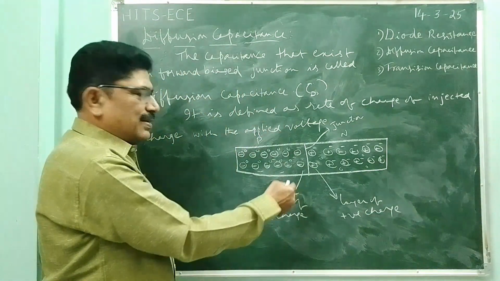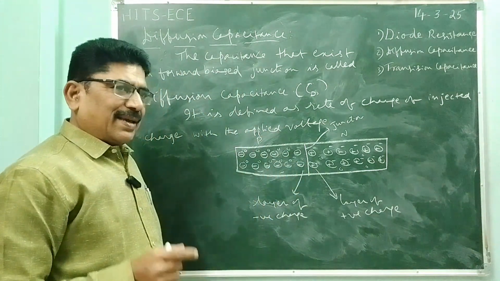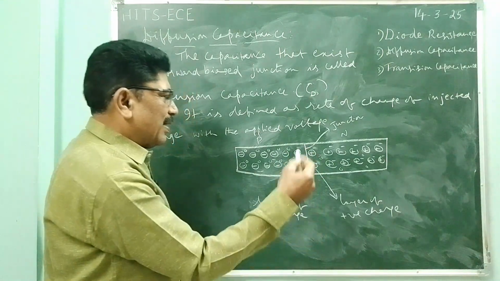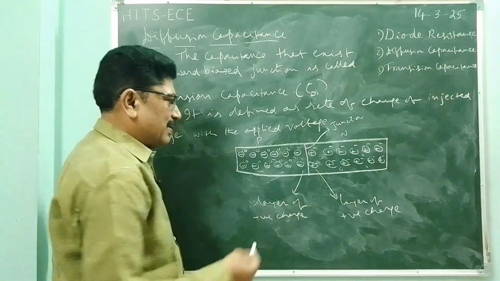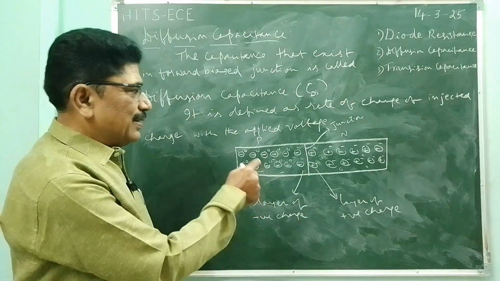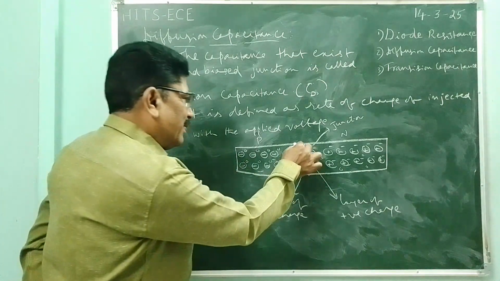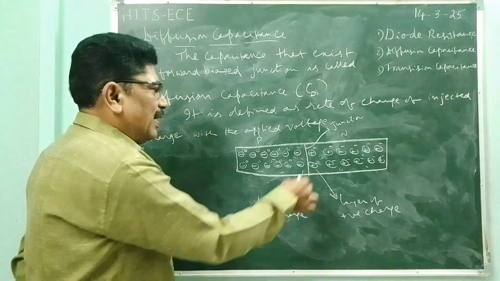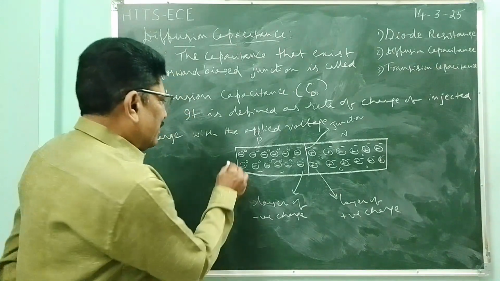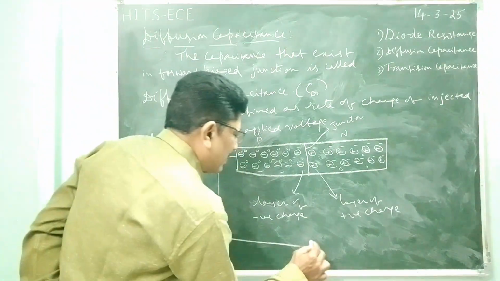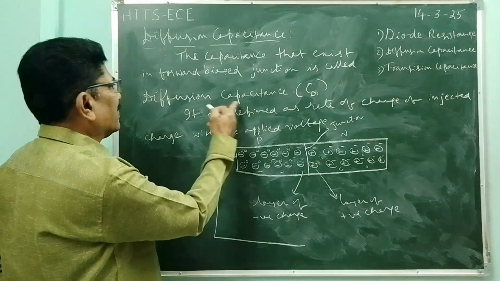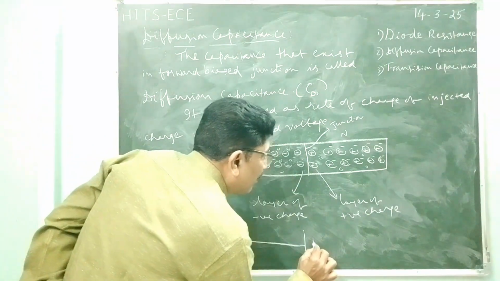This layer of negative charges and layer of positive charges will act as a capacitor, having negative charges on one plate and positive charges on another plate. Okay? So the capacitor will be holding charges here in the junction. When voltage is applied across this, in forward bias only this diffusion capacitance exists. Forward bias.